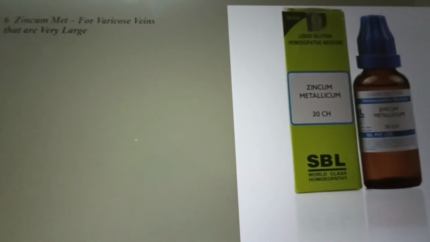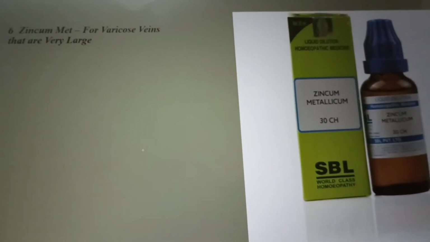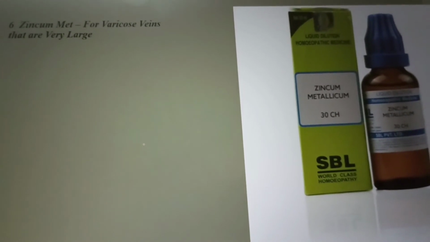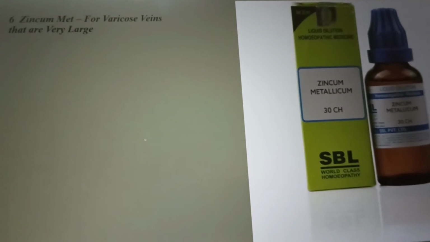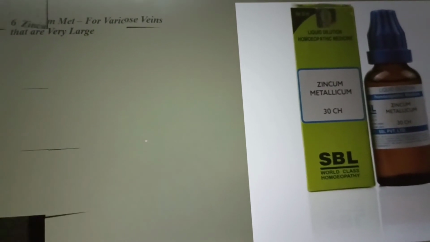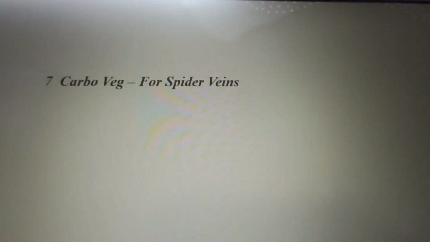The person requiring Ginkgo biloba also complains of uneasiness and heaviness in the legs with constant motion of the legs. Burning sensation and sweat on the lower limbs are also common. And apart from varicose veins of the legs, Ginkgo biloba is also indicated for varicose veins in the genital organs.